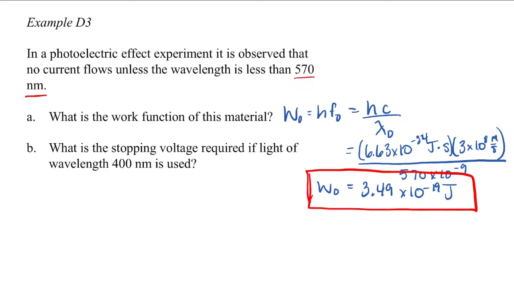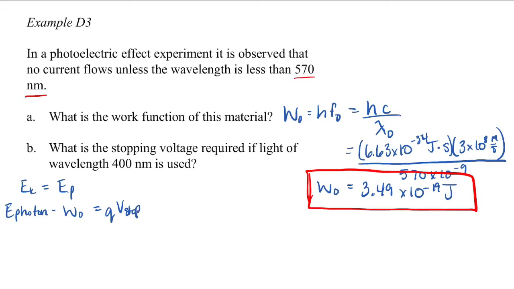And now we want to know the stopping voltage required if light of wavelength 400 nanometers is used. So again, what does that mean, stopping voltage? It means all the kinetic energy that the electron has gets converted into potential energy, but of course here it is electrical potential energy. What was the kinetic energy of the electron? Remember, it was the energy of the photon to begin with, minus the work function. And of course, our potential energy is the q times the stopping voltage, q being the charge.